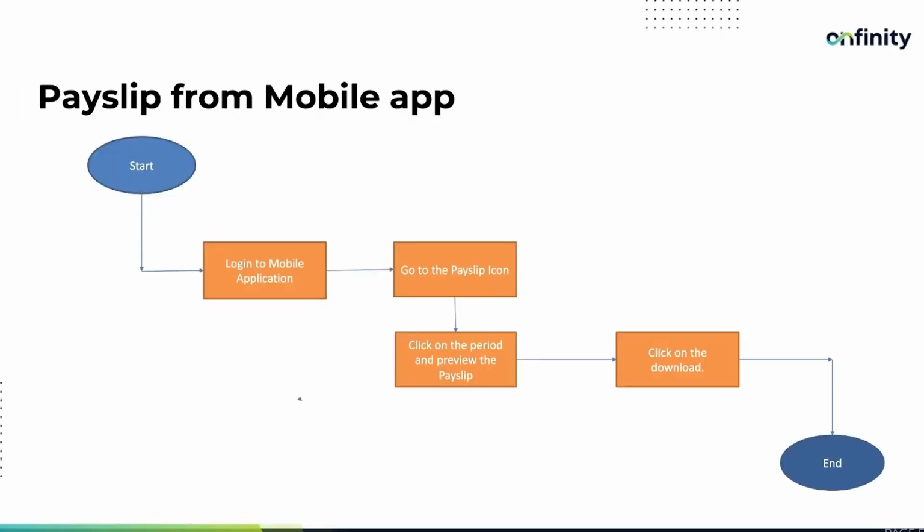Here we have a workflow for the employee generating their payslip from the mobile app. The employee will log into the mobile application, go to the payslip icon, and click on the desired pay period. They can then preview the payslip within the app. If they need a copy, they can then click on Download. The payslip will be downloaded into their mobile device, and the user can open and see the details. And here, the process ends for getting the payslip via the mobile app.